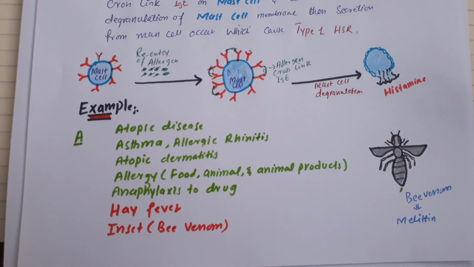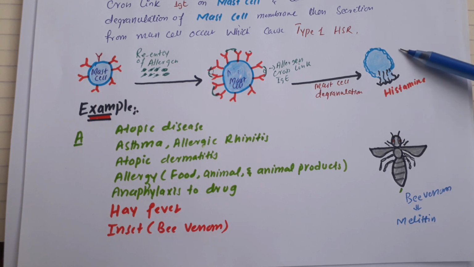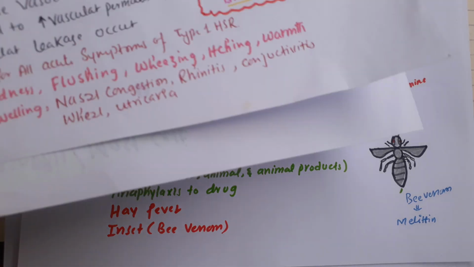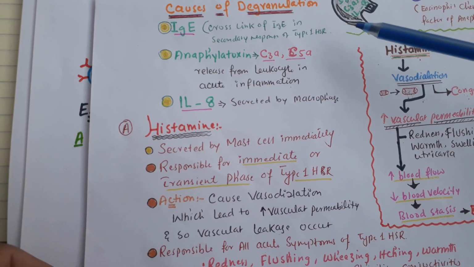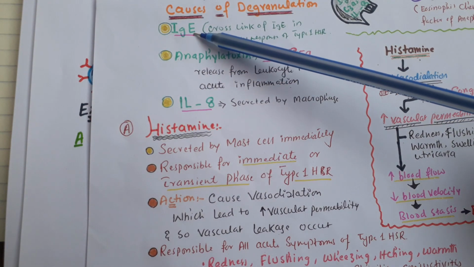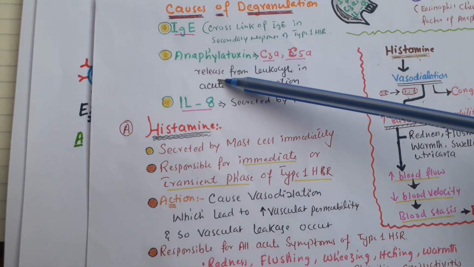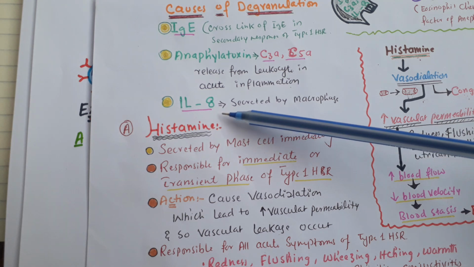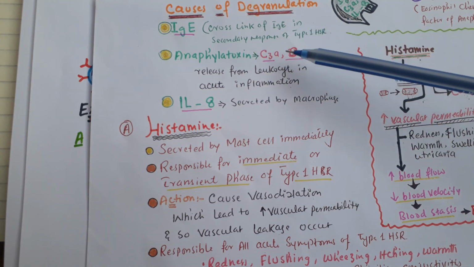After mast cell degranulation, there will be secretion of histamine. Then this histamine will lead to all the signs and symptoms of type 1 hypersensitivity reaction. Please watch my video on mast cells, where you can understand the full concept of histamine. You also have to understand the causes of degranulation of mast cells. IgE, which we already explained here, and anaphylatoxins C3a, C5a, and interleukin 8 can also cause degranulation of mast cells.